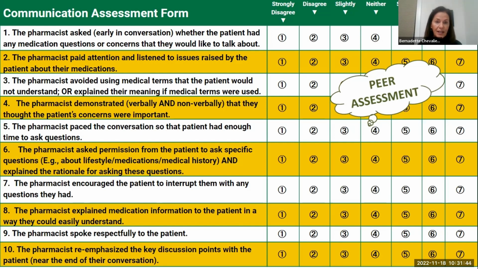Number eight, the pharmacist explained medication information to the patient in a way they could easily understand. So this is related to interpretability and the use of easy to understand phrasing. So this can be done graphically as well. And I found a few study pharmacists would draw simple diagrams to help patients understand how their medication works.